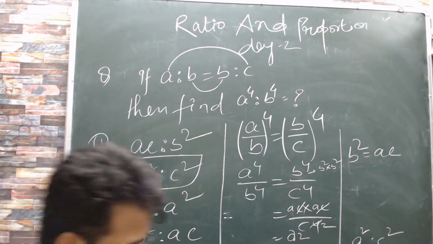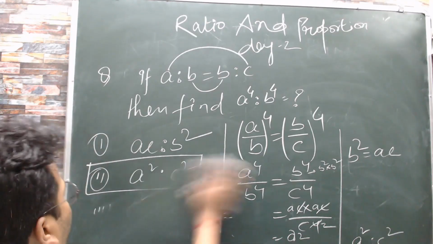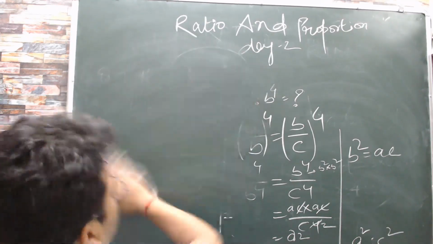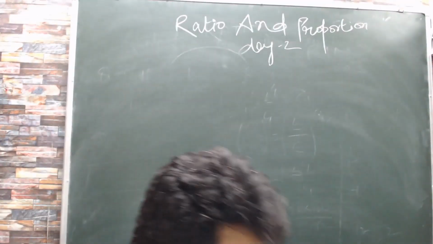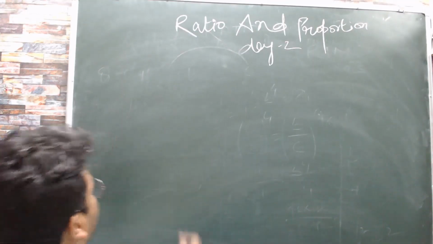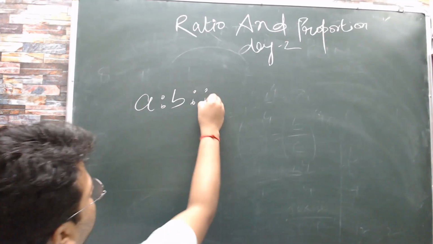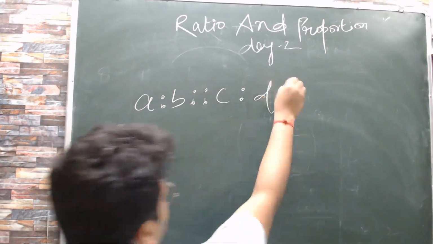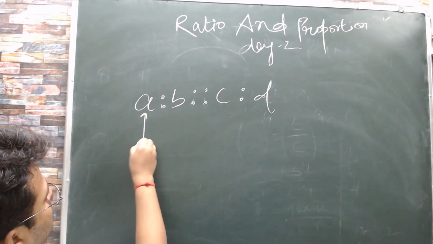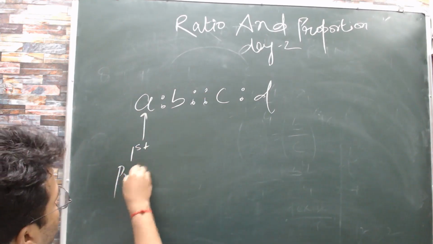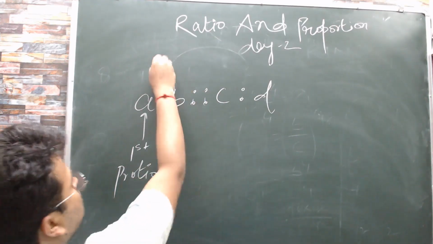Now, move to the next question. Now we need to learn another concept: what is proportional? What is proportion? How do we find the proportional? See, if you are writing A ratio B is proportion with C ratio D, then it means that this one is called the first proportional. This one is called the second proportional.